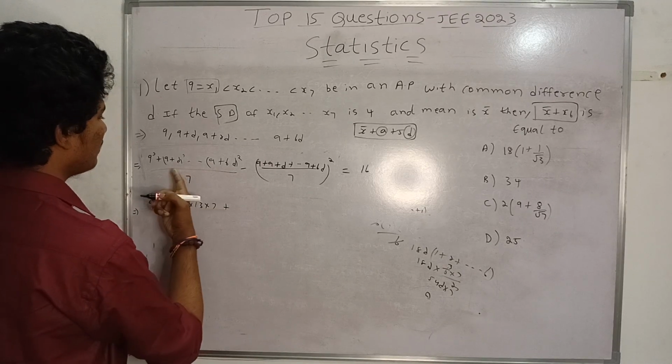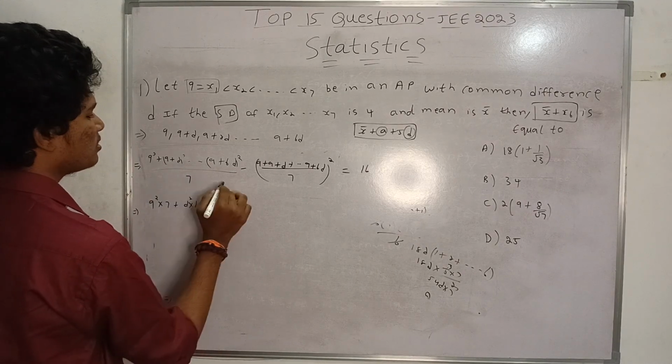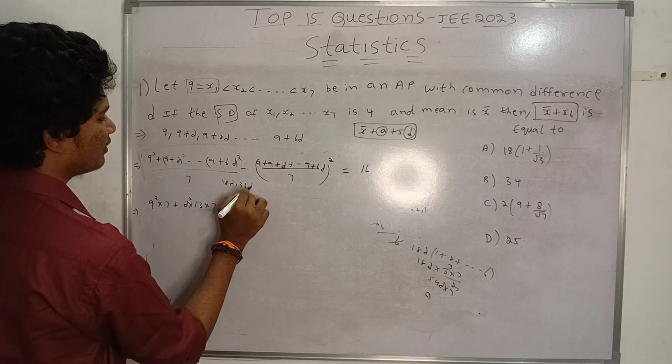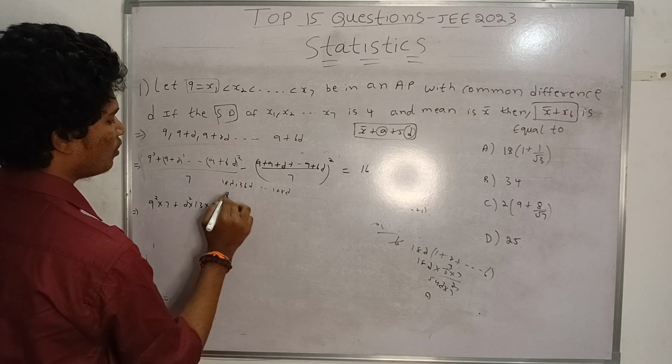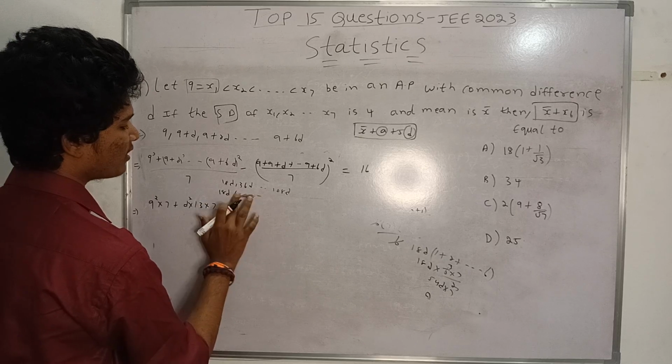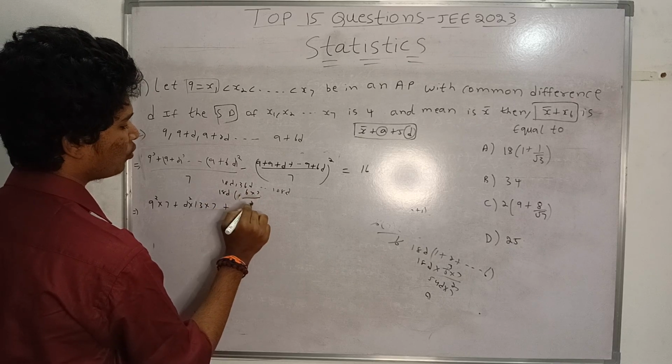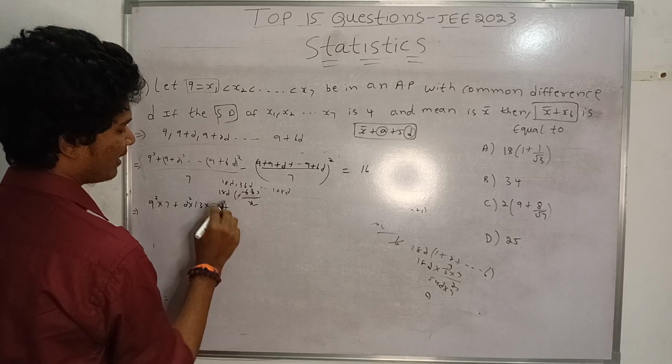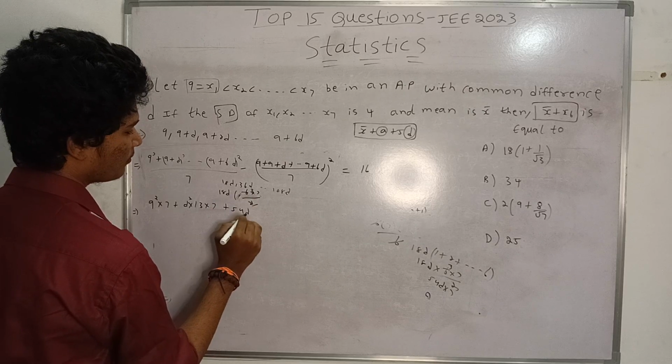And when I take here, how much is it coming? 18D, and next 36D up to 108D. So when I take D as common, that is 18D as common, I will get 1 plus 2 plus 3. What is this? 6 into 7 divided by 2, that is 3. And 18 times 3 is 54D.